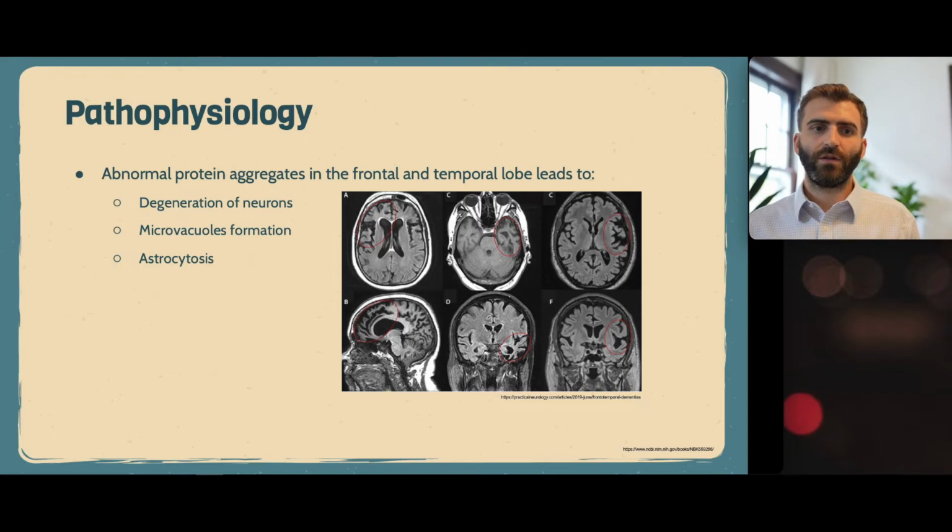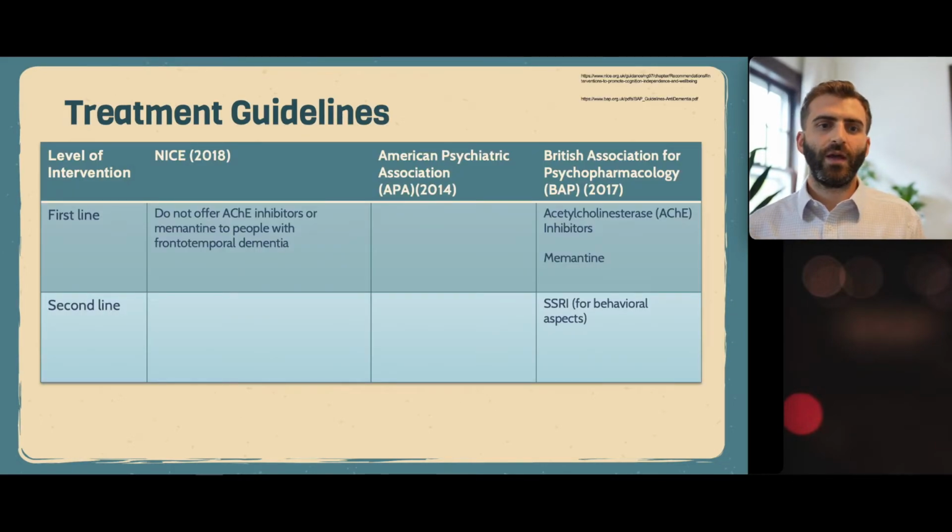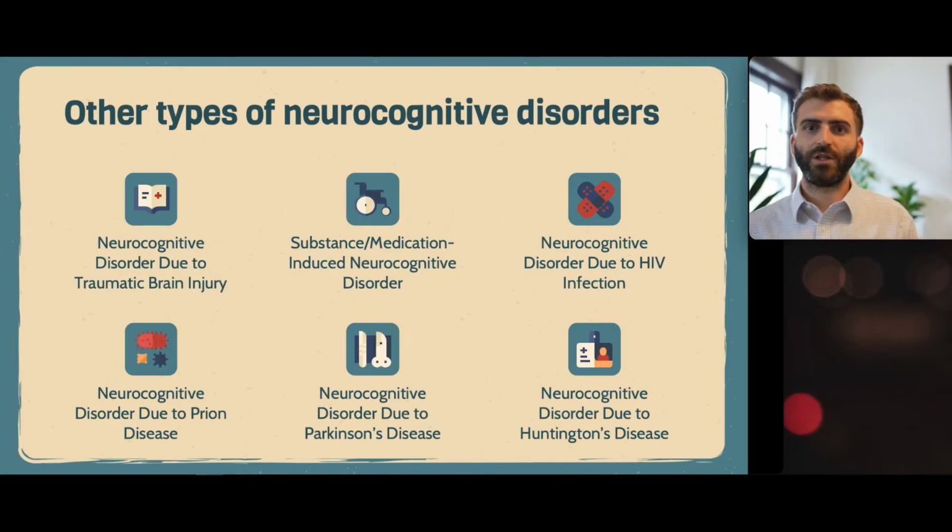Pathophys is not completely known, but there is an abnormal protein aggregate, just like in Lewy body dementia, just like in Alzheimer's dementia. And treatment guidelines can be seen here. The NICE guidelines say don't offer meds, but the BAP guidelines do say you can try acetylcholinesterase inhibitors or memantine. So there's mixed evidence here with frontotemporal dementia. Finally, there are many other types of neurocognitive disorders. So here's a listing of many of the other types that we're not going to go into detail about.